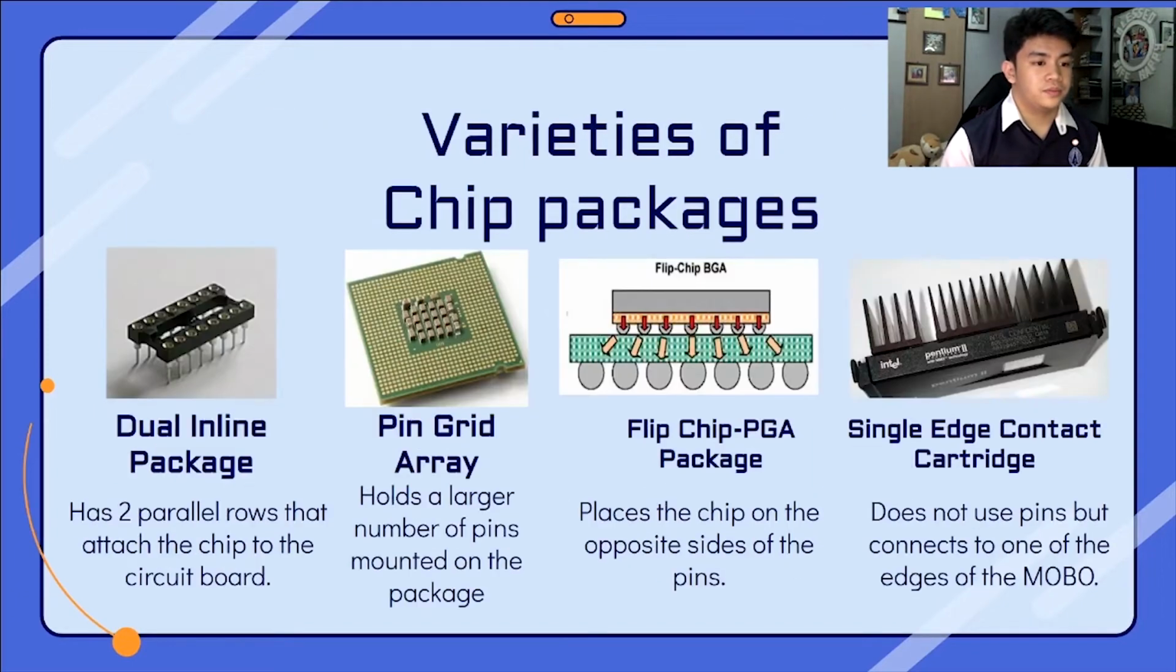Next, the varieties of chip packages. First, we have the dual inline package, has two parallel rows that attach the chip to the circuit board. Then next, we have the pin grid array, holds a larger number of pins mounted on the package. The next we have the flip chip PGA package. Places the chip on the opposite sides of the pins.